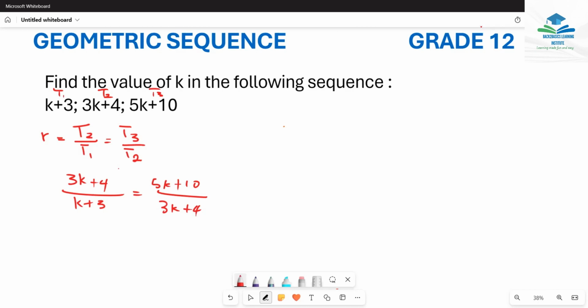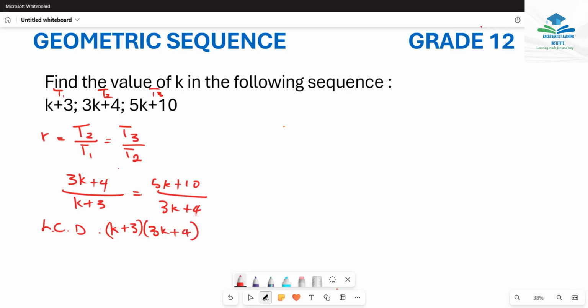Now, what can we do from here to solve for the value of k? Let's start here. To solve this, we can try to get rid of our denominators, so we start by looking at our LCD. Our LCD here is going to be k plus 3, and on the other side we have 3k plus 4. Basically, that is going to be our LCD.